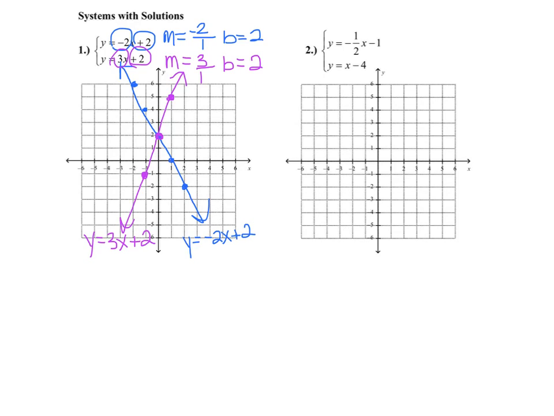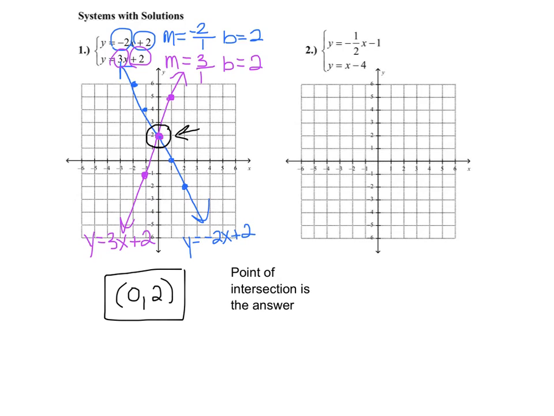So now our answer to this problem is the point they intersect at, which is right there. Therefore, our answer is the coordinate that satisfies both of these equations here, coordinate 0, 2. So your point of intersection is your answer, 0, 2. That means when x is equal to 0 and you substitute it in the problem, your y is going to be equal to 2. And this coordinate satisfies both of those equations.